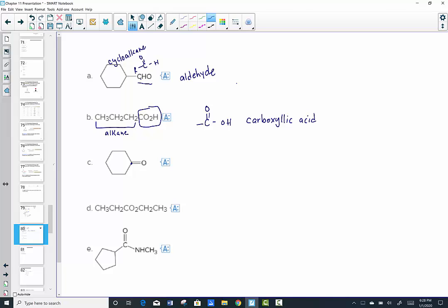Letter C looks familiar from a previous example, except this is a 6-membered ring instead of a 5. We called this a ketone. The carbonyl carbon leading out to the double bonded oxygen is in a cycloalkane and leading out to the ketone functional group.